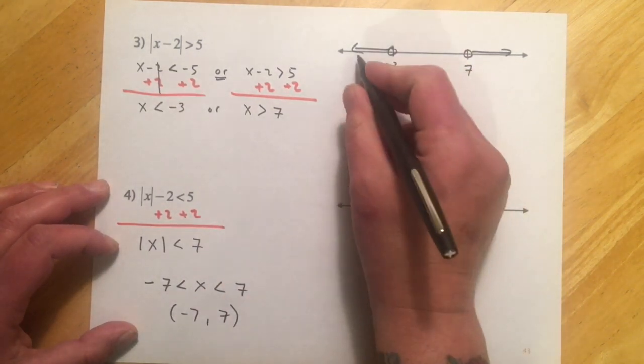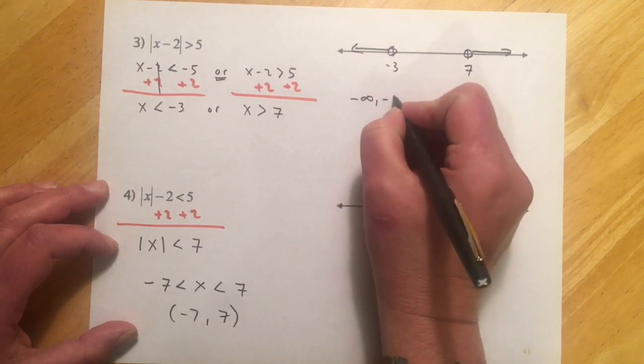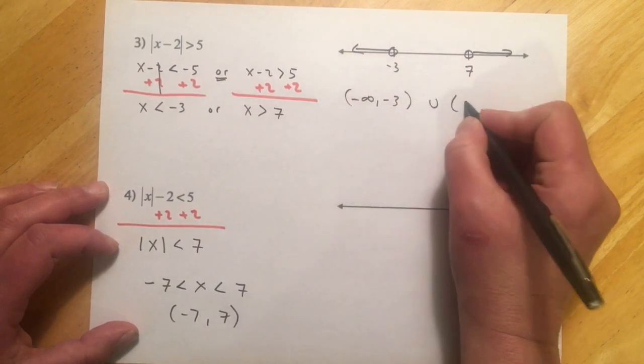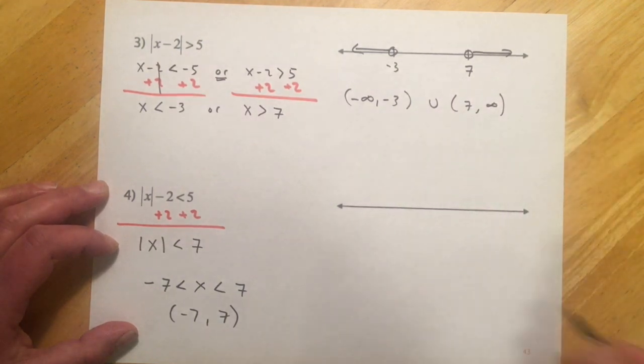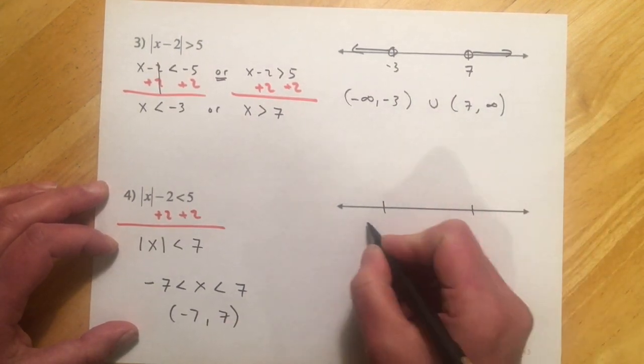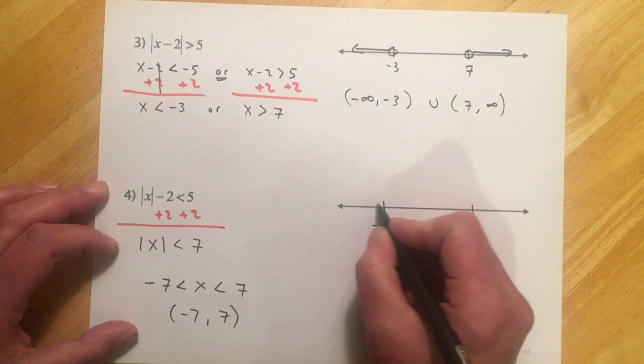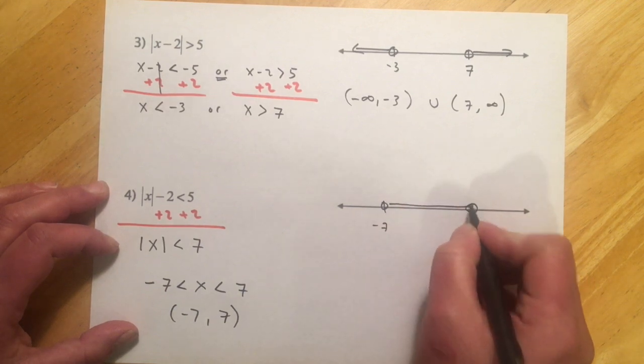I keep forgetting to write those down. So this would be negative infinity to 3 union 7 to infinity. In the graph here, we'll just call those the 7s. And it looked just like that.